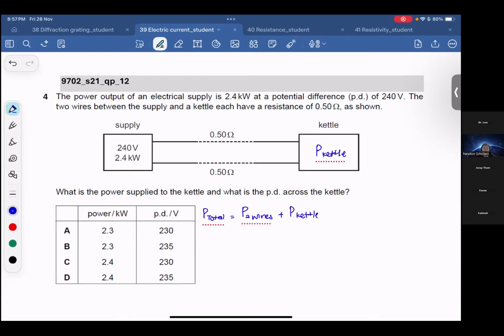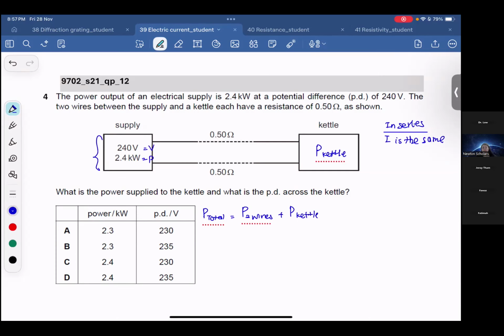So here, what information do they give us? They give us the resistance. Then what else do we want? In a series circuit, we know the current is the same. In series, I is the same. So from here, this is V, this is P.